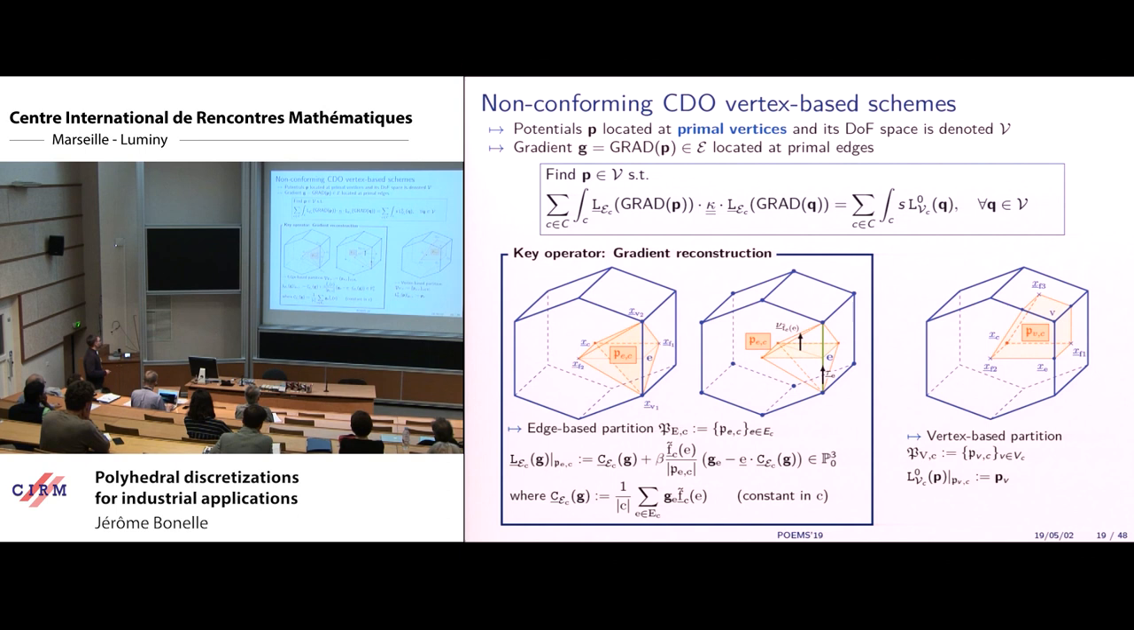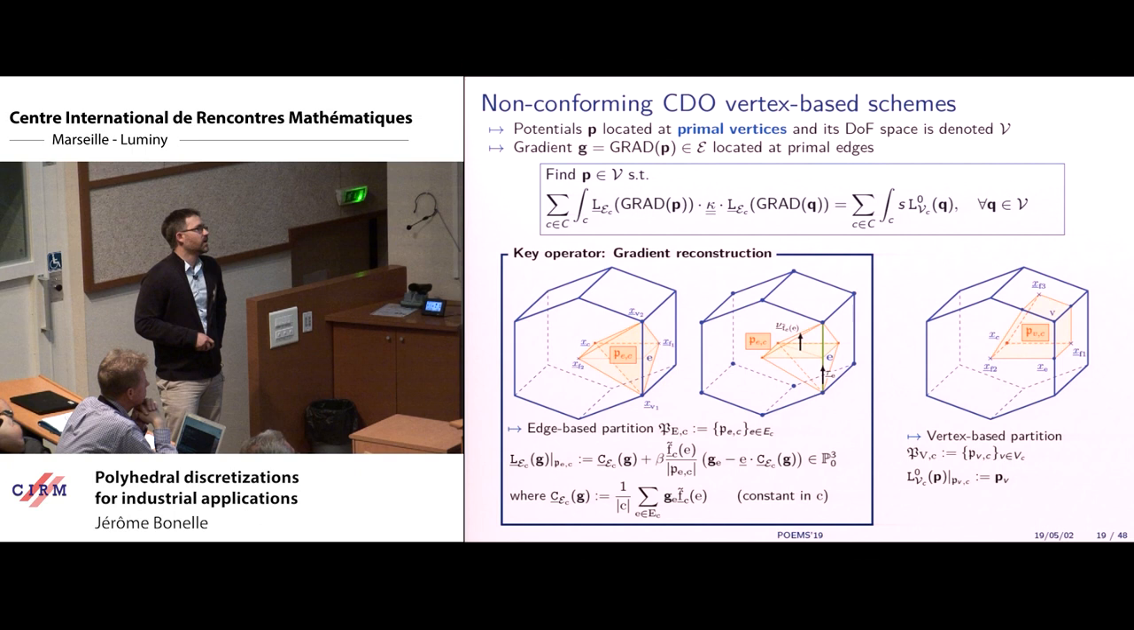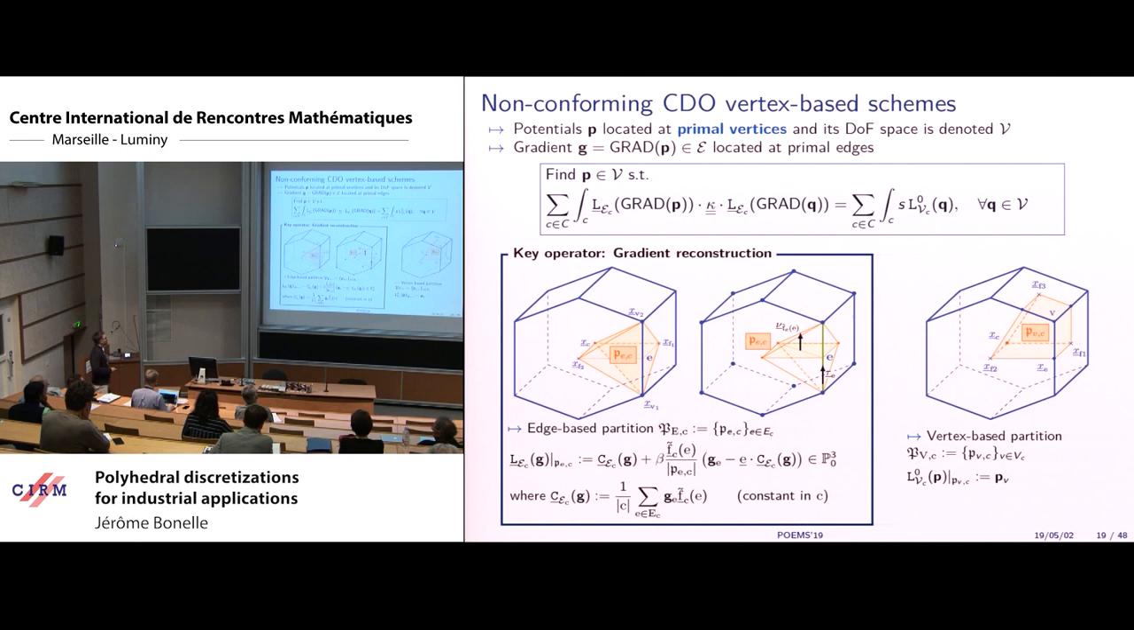The principle is to split the reconstruction into two parts, a consistent one and a stabilized one. The consistent one is constant inside the cell, and the stabilized one has a mean value equal to zero. And here is a parameter to get different schemes. A key geometrical relation gives this one, where it appears that the useful quantity is this vector, which is in one-to-one pairing with each edge. So this is for the non-conforming case.